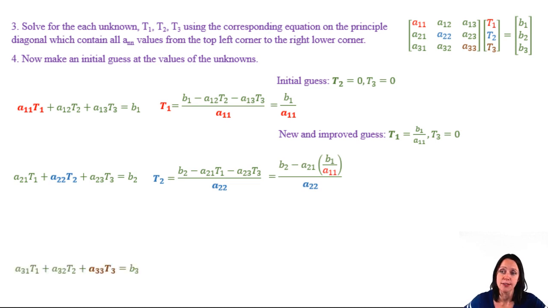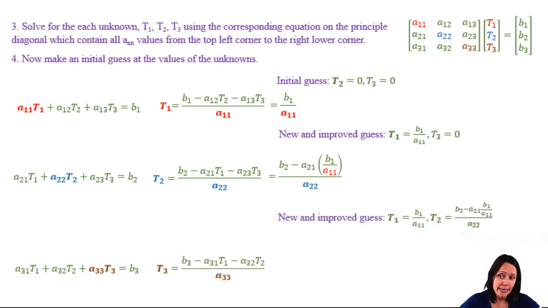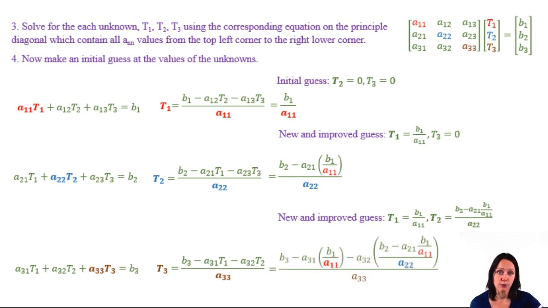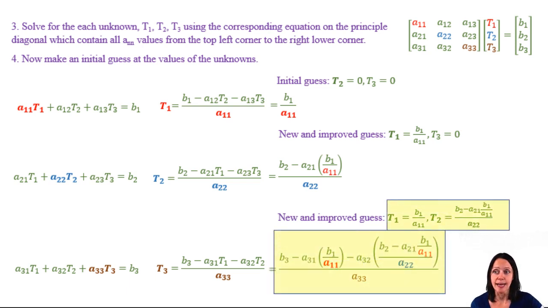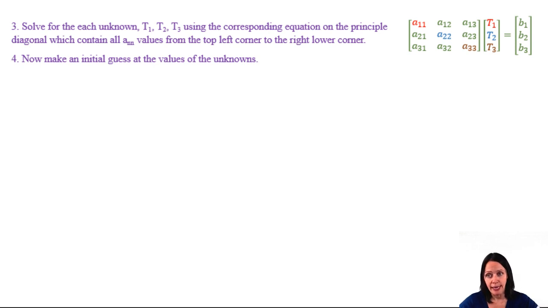Now let's move on to solving for T3. I rearrange to solve for T3, and now I use my newly calculated guesses for T1 and T2 to calculate what T3 might be. And at this point, I have 3 educated guesses as to what T1, T2, and T3 might be. So let's start the process again, but go back to solving for T1.